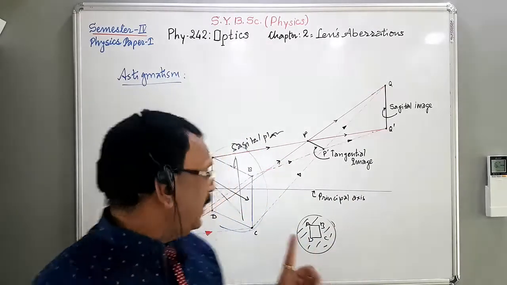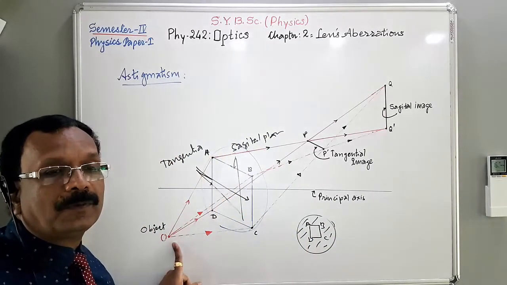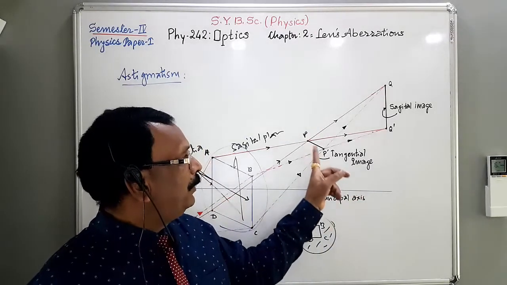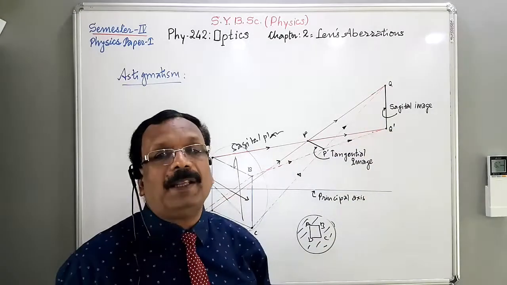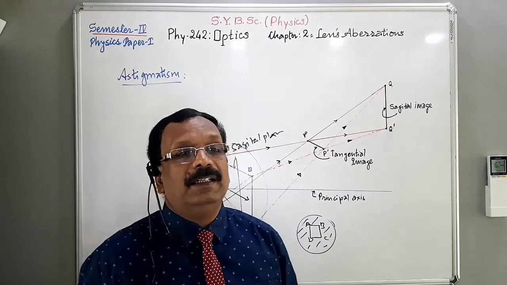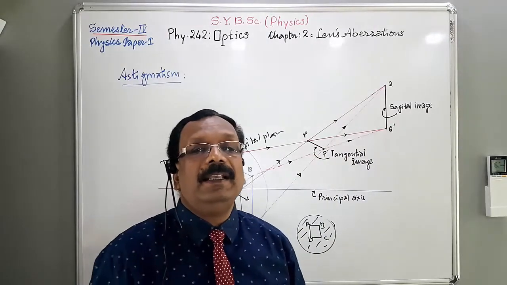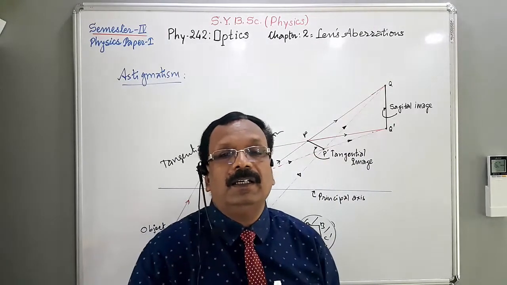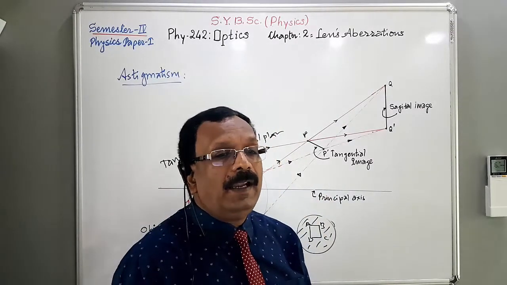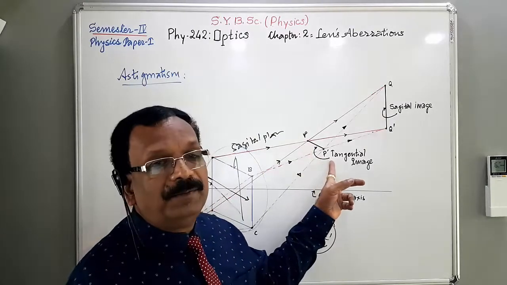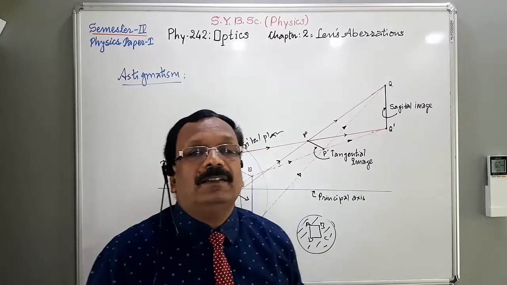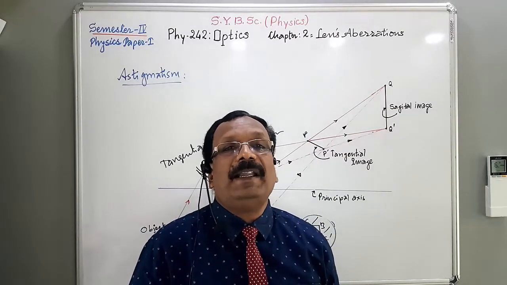Thus, the image of point object O consists of two mutually perpendicular lines, PP prime and QQ prime, and these two lines are separated by a finite distance and lying in the perpendicular plane. This defect is called astigmatism, and the distance between PP prime and QQ prime is called astigmatic difference.